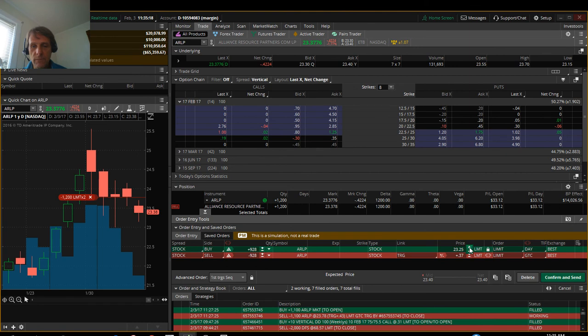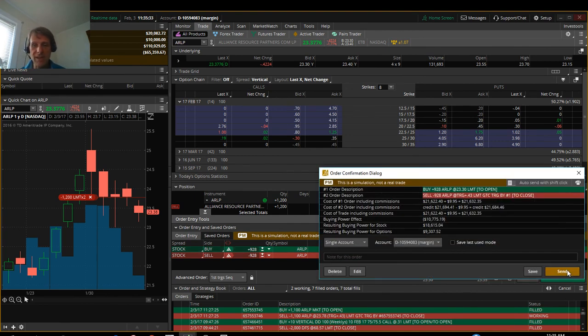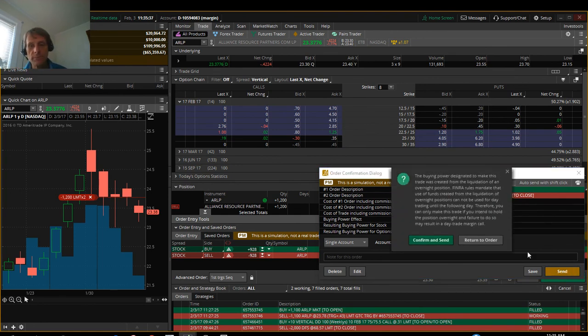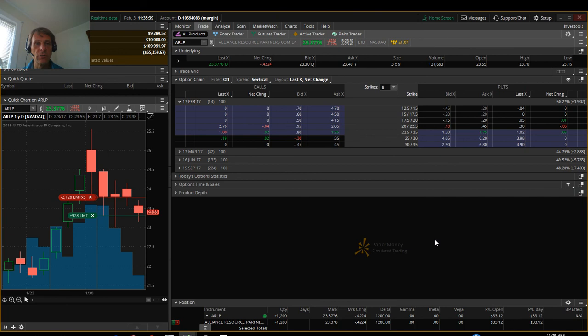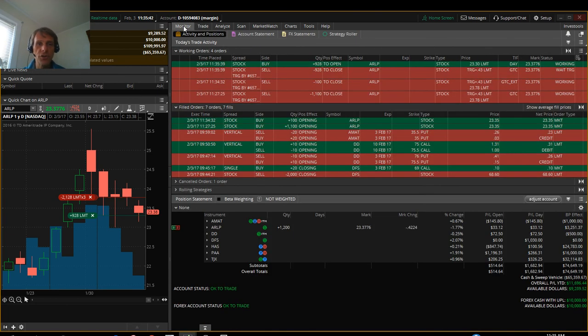to 23.30. So I want to get in at 23.30. And my exit would be 23.30 plus the 43. Now when I hit confirm, it's going to be basically the exact same trade that I just did. However, it's not going to automatically fill. Let's go back to monitor and I'll show you.